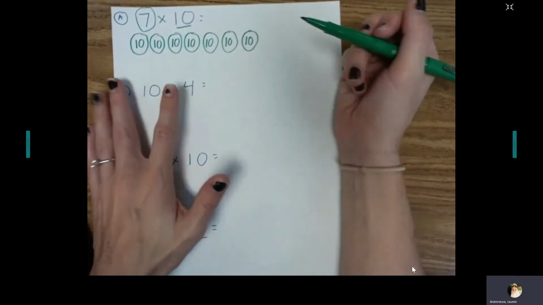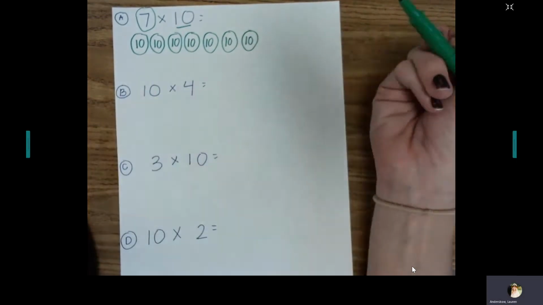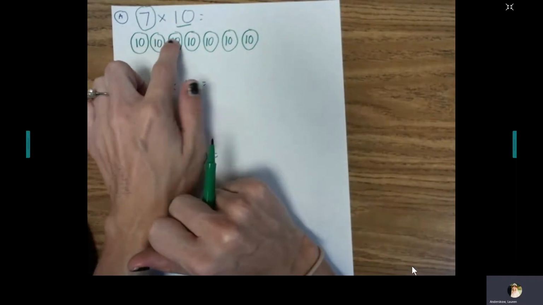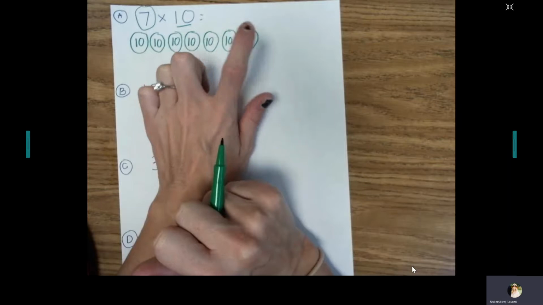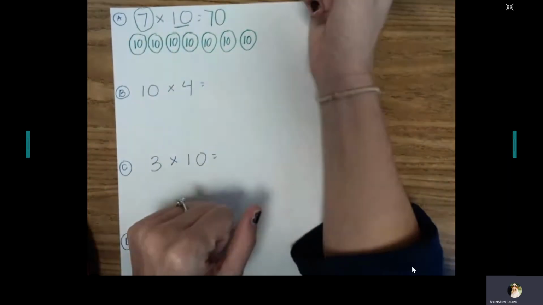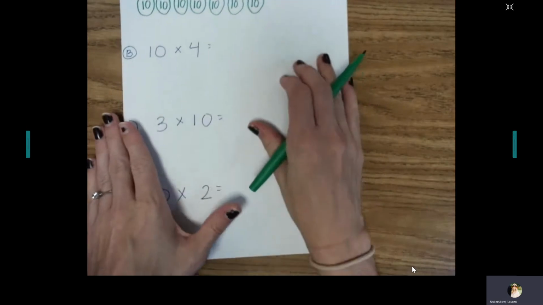Okay, so because skip counting by tens is something we should all know how to do, I can go ahead and just skip count. 10, 20, 30, 40, 50, 60, 70. So 7 times 10 is 70. Okay, let me show you the next one.